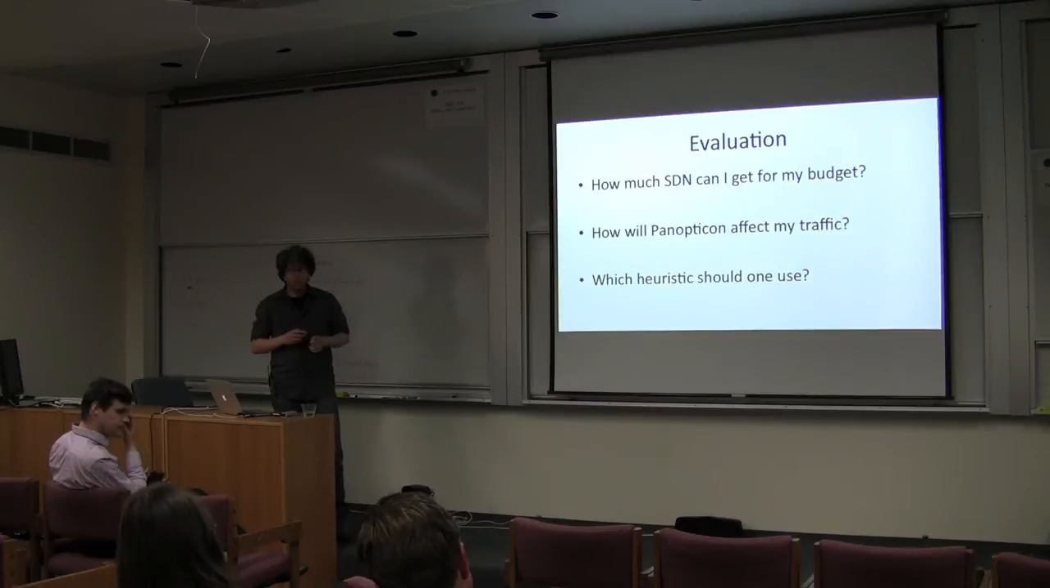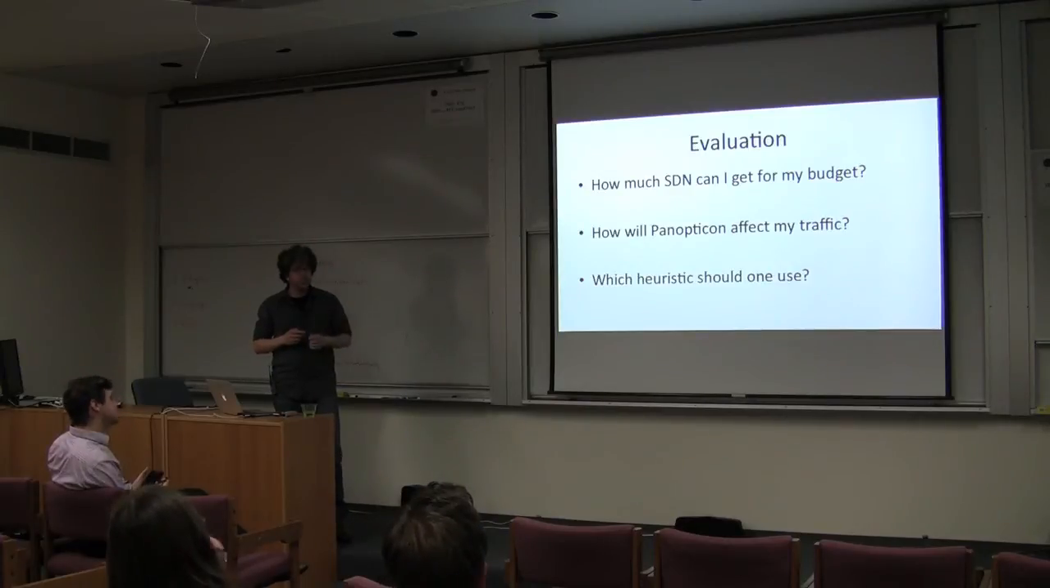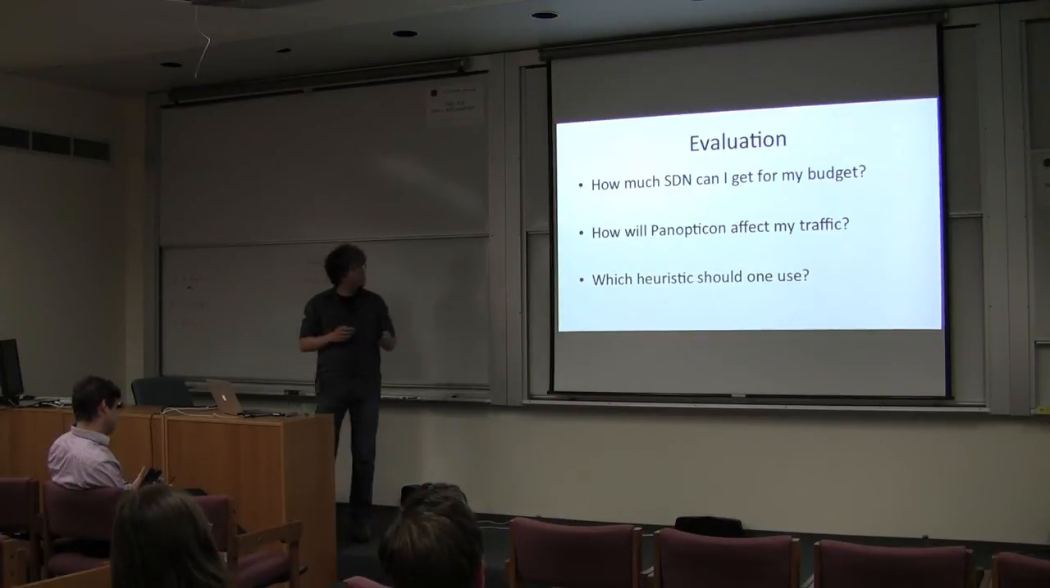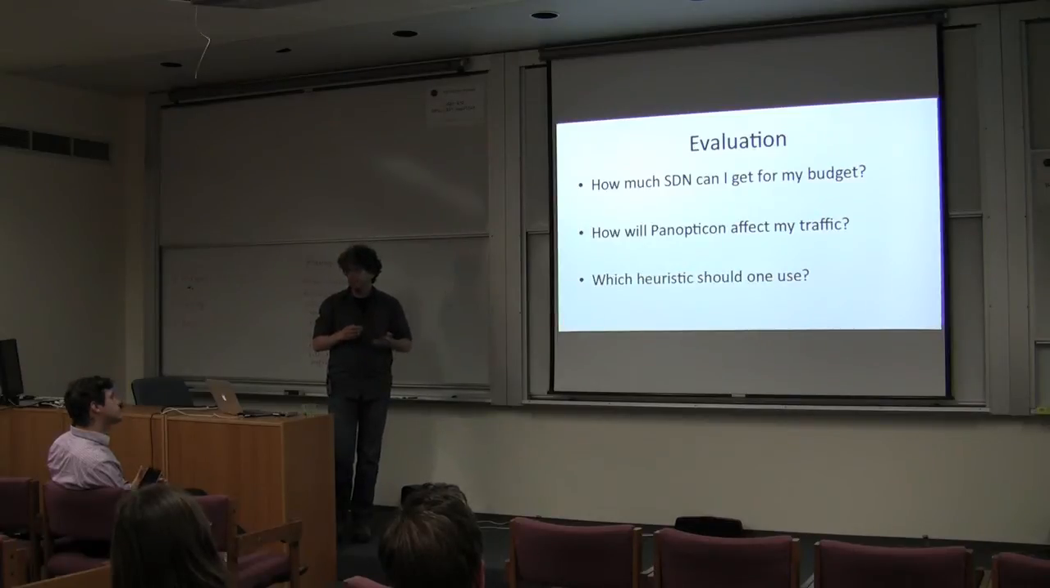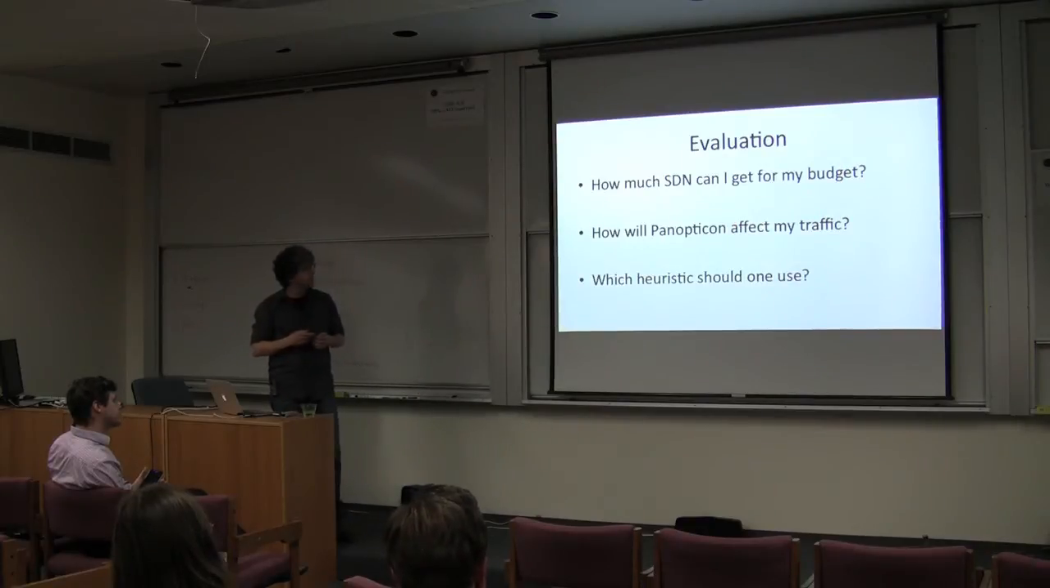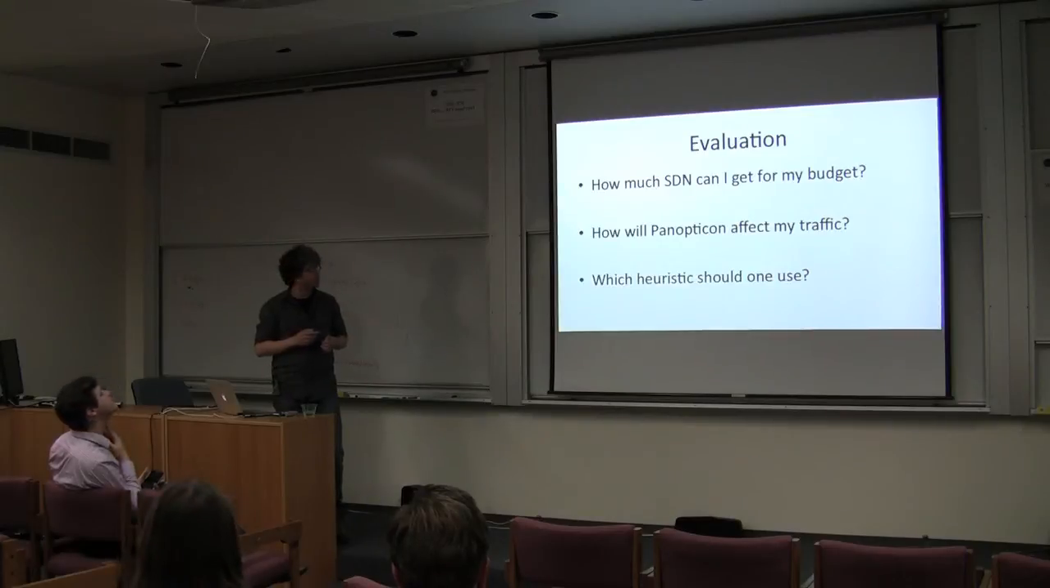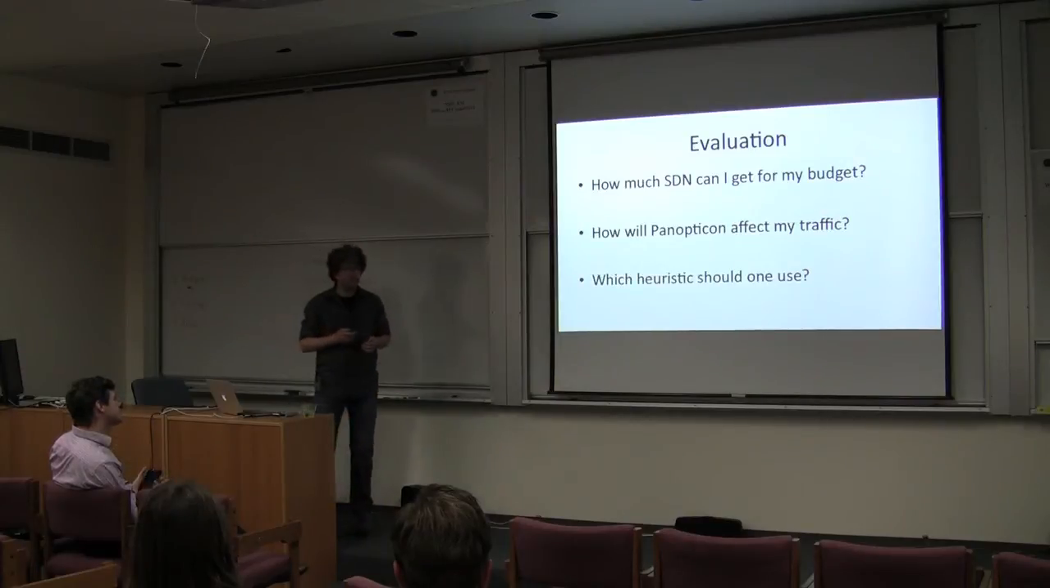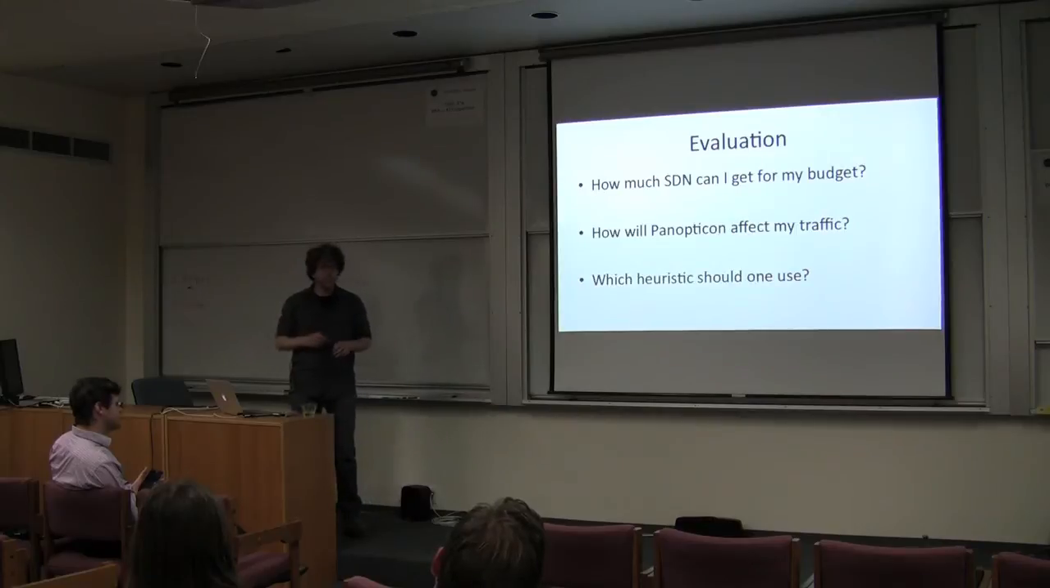So with respect to the evaluation, we're looking at three key questions. We want to understand how much SDN can I get for my budget? So in other words, how many endpoints in the network can I control through the SDN programming interface for a certain budget, meaning the number of switches that I'm capable of upgrading. The second question will be, how does Panopticon affect network traffic? And then finally, we'll look at a comparison of the heuristics under a particularly pessimistic set of assumptions.